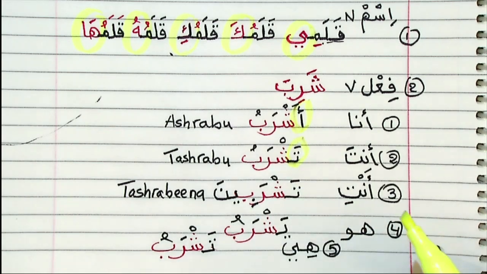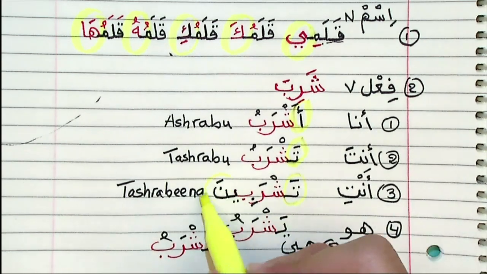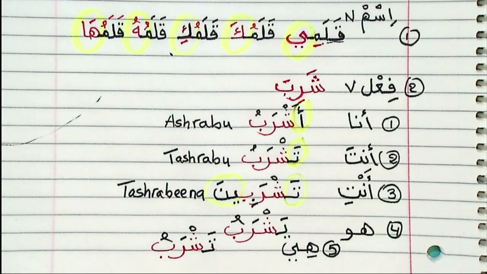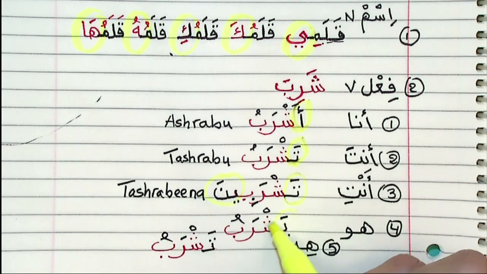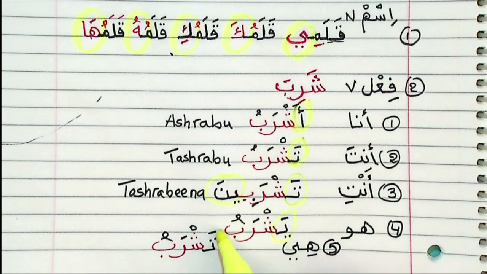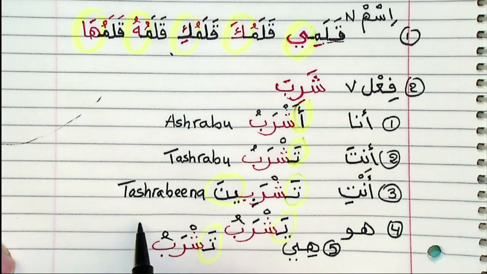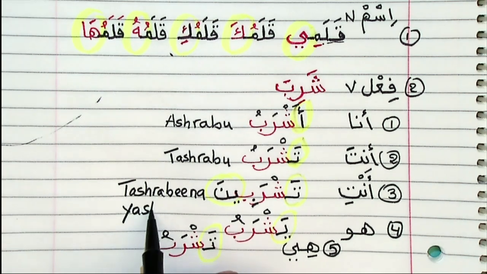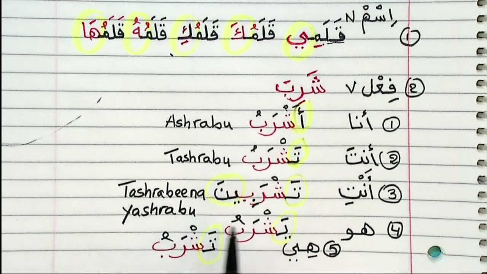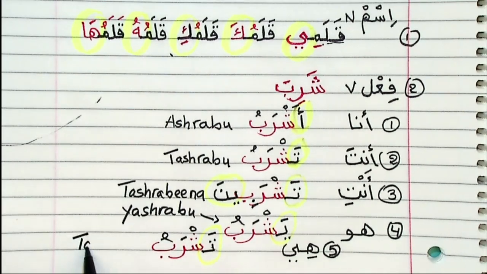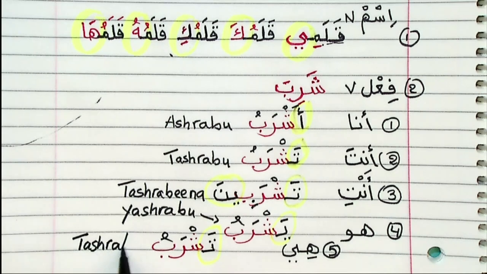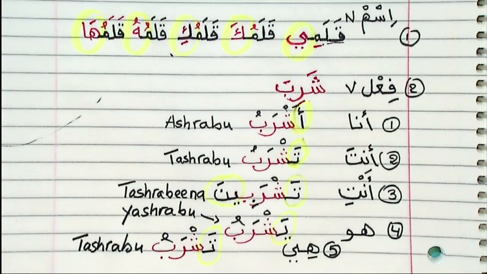So as you can see, what we are adding is just the indication of who is drinking: you masculine, you feminine. It has a prefix and a suffix in the verb, and this is all present tense. Yashrabu for huwa, tashrabu for hiya. She is drinking or she drinks.